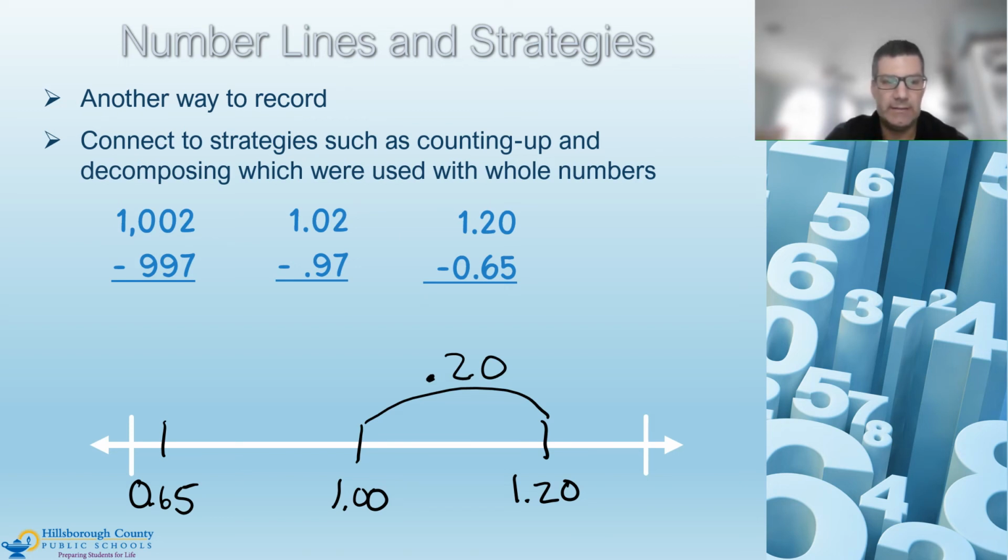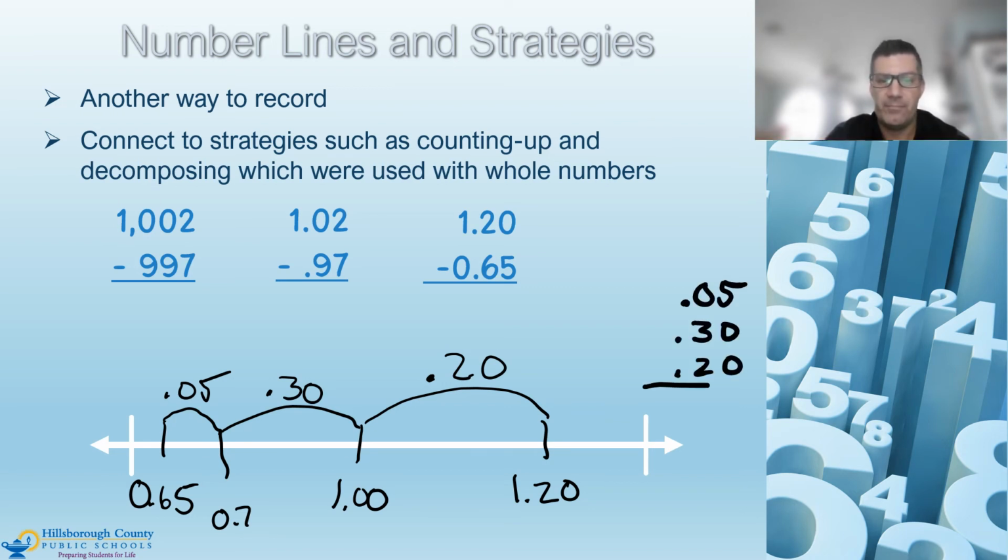2 tenths or 20 hundredths. I can count up 5 hundredths and get to 70 hundredths or 7 tenths. And then I know that's just a jump of 3 tenths or 30 hundredths. Put all those together, and what do we get? Pretty simple, 55 hundredths. I can do that so much quicker, so much easier, especially if I can just represent that on a number line.